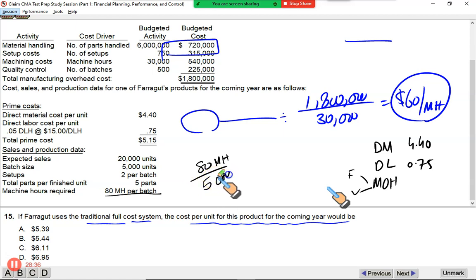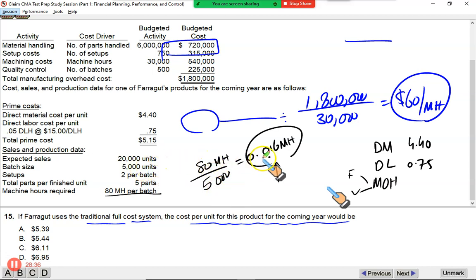So if you divide 80 by 5,000, this will give me the time taken by a single unit: 0.016 machine hour. What did I do? 80 machine hours are used for 5,000 units, that's the number of units in each batch.